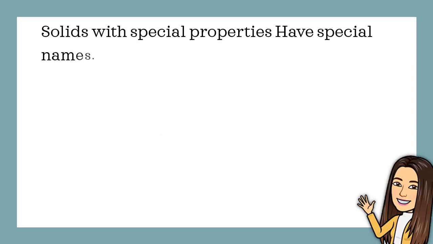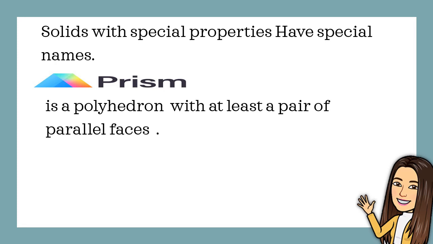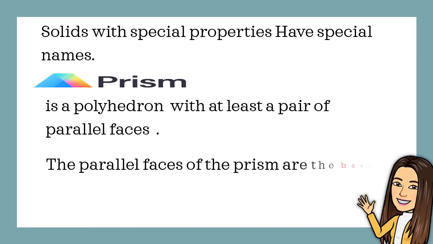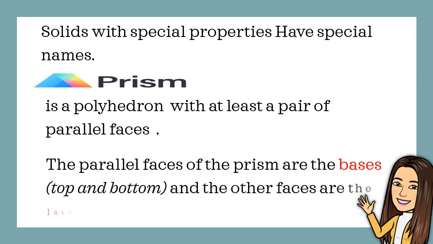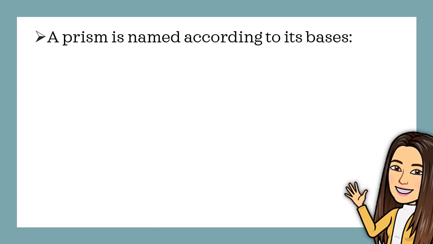Solids with special properties have special names. We have the prism. A prism is a polyhedron with at least a pair of parallel faces. The parallel faces of the prism are the bases, which are the top and the bottom, and the other faces are the lateral faces. A prism is named according to its bases.